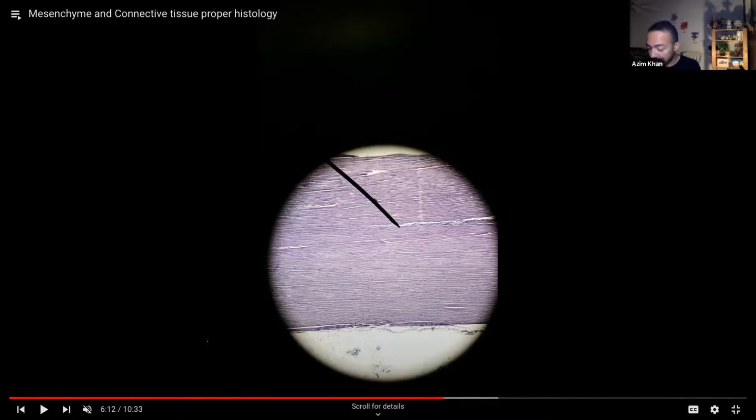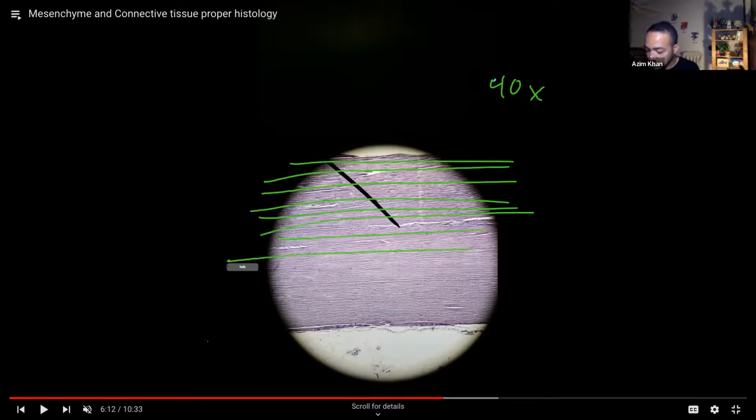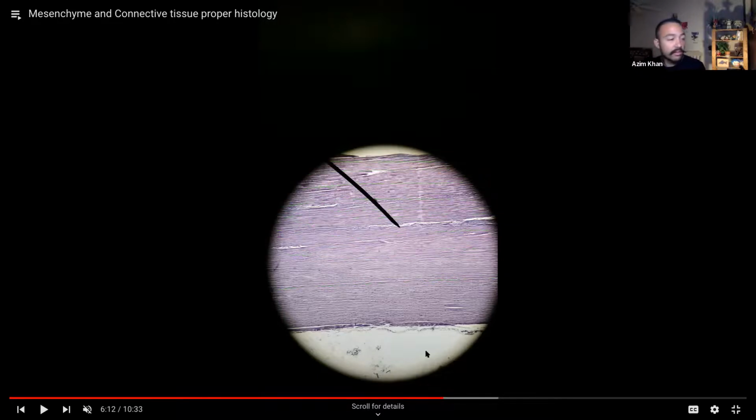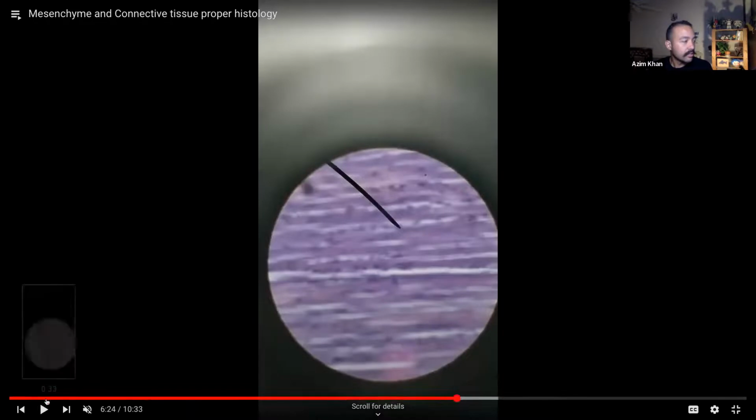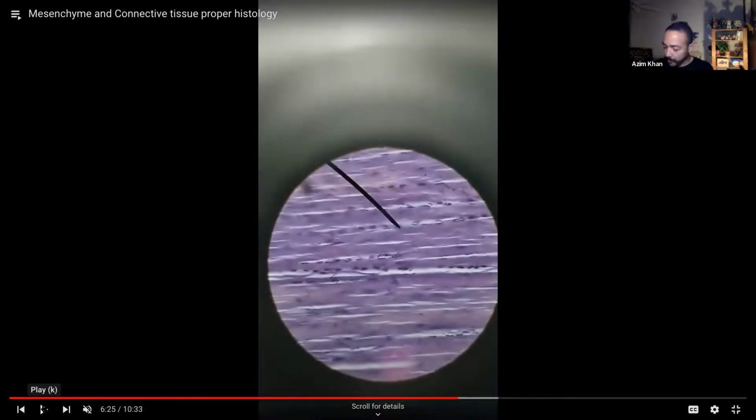This picture, already at 40X, you can see that fibers are all going in one direction and they're really packed together. It's really dense. If we go closer, at 400X, you can see some fibrocytes spaced out from one another. They're not exactly next to each other.